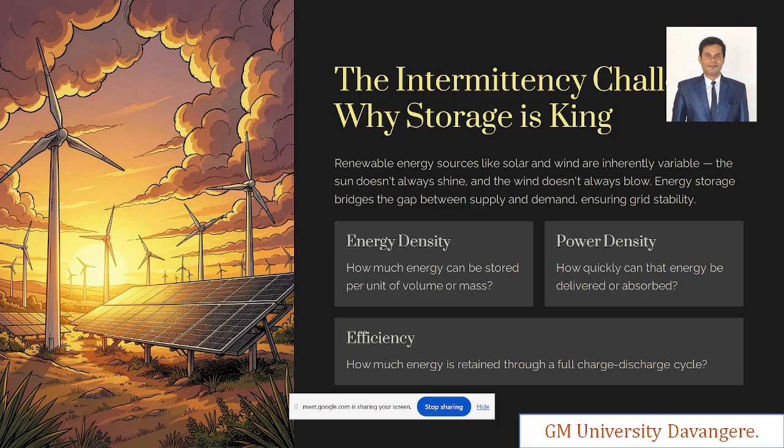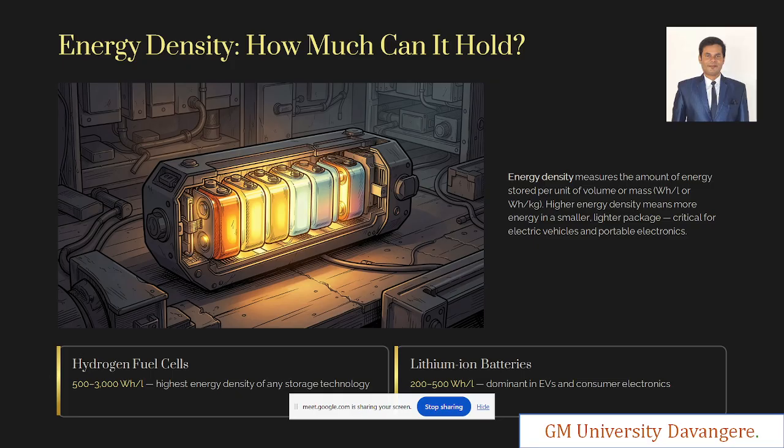So in this aspect, we have to discuss how efficiency will matter, right? How much energy is retained through a full charge or discharge cycle, right? During the charging and discharging of your batteries, how much energy is retained through the full charge and discharge cycles, right? So for that, we'll discuss one by one how efficiency, energy density, and power density matter, right? We have to study their actual characteristics, right?